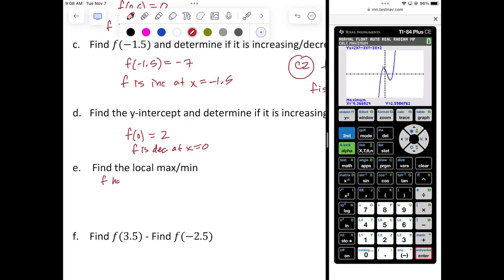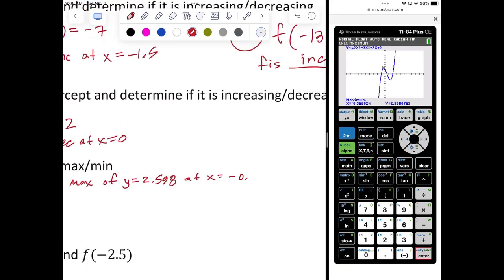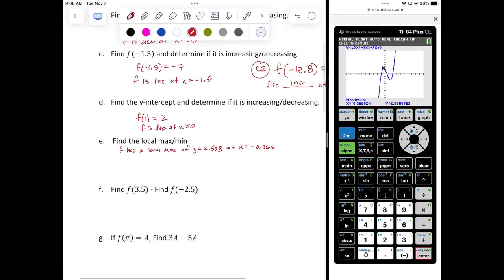So now we'll say F has a local max, and we say of, and we write the y value, y equals 2.598, at x equals negative 0.366. So far, so good. 3 decimals. I'm a big truncator, so you'll notice that I'll never round, but in this case, these are the same if you round or not round.